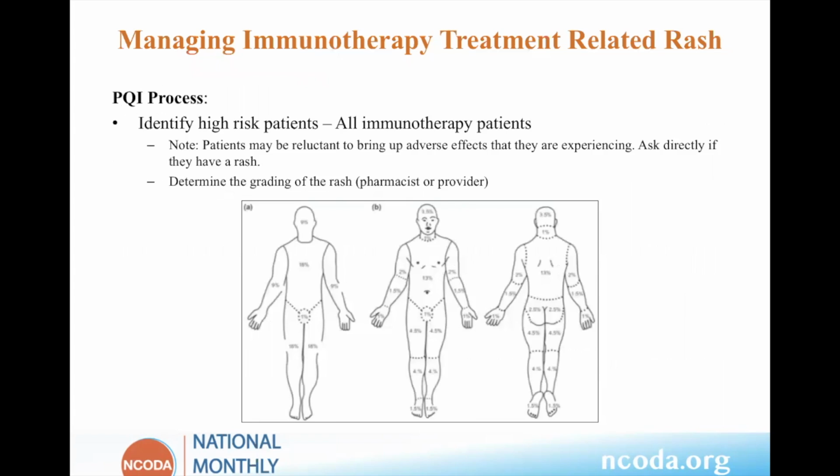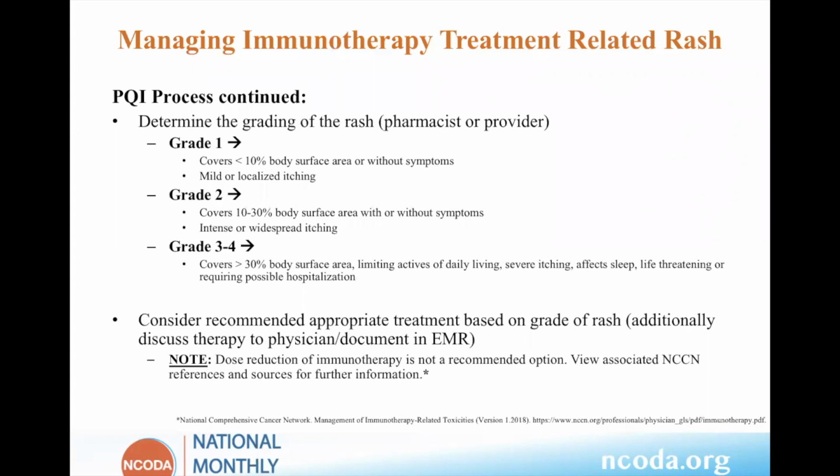Next slide. We would want to determine the grading of the rash, first of all. Grade 1 covers less than 10% of the body and is pretty mild or localized. Grade 2 would be 10 to 30% of the body surface area. This would be more intense, more widespread. And then grade 3 and 4 would cover more than 30%, would limit daily activities, and be pretty severe and/or life-threatening.